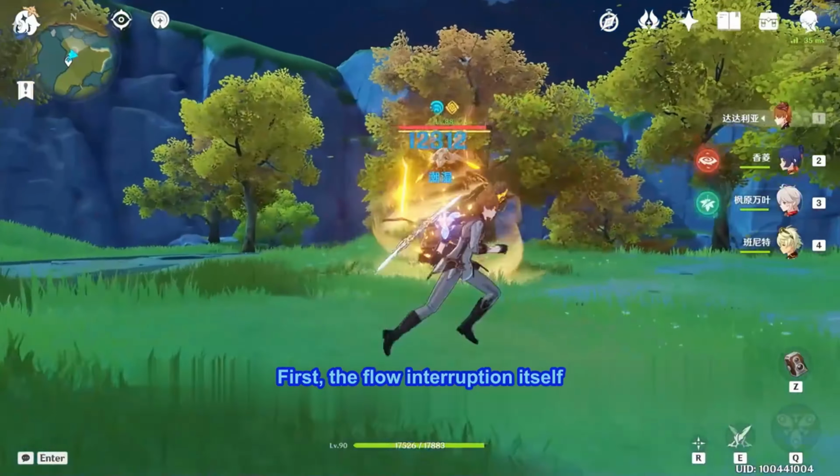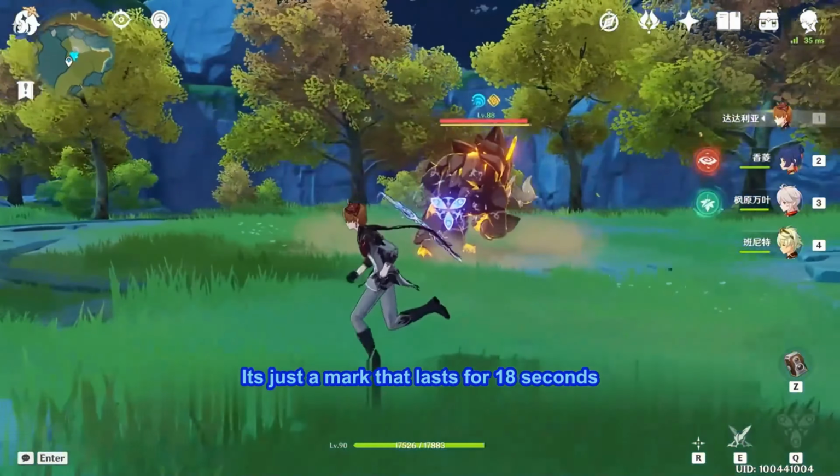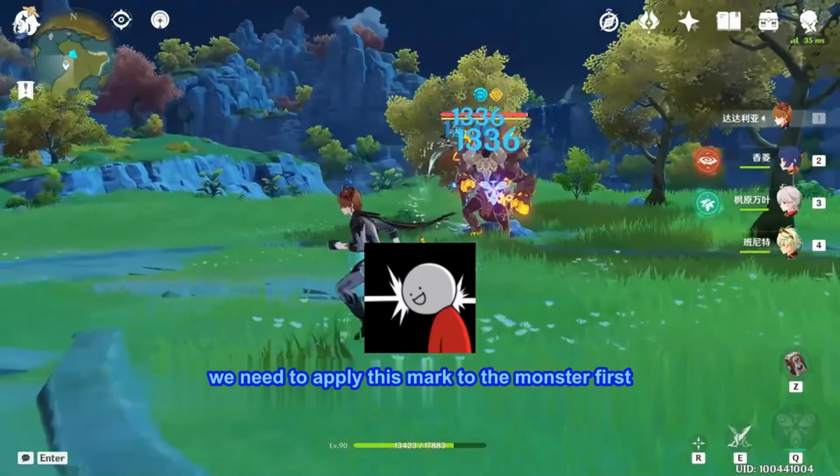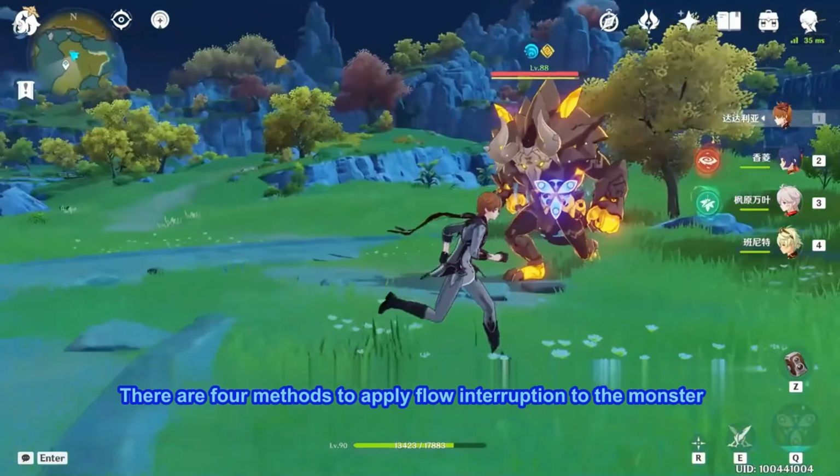The flow interruption itself is just a mark that lasts for 18 seconds. It doesn't have any damage itself. So if we want to deal damage with flow interruption, we need to apply this mark to the monster first. There are 4 methods to apply flow interruption to the monster.